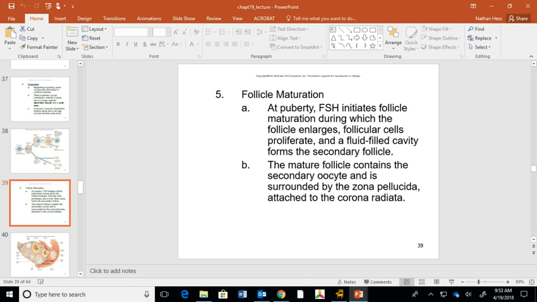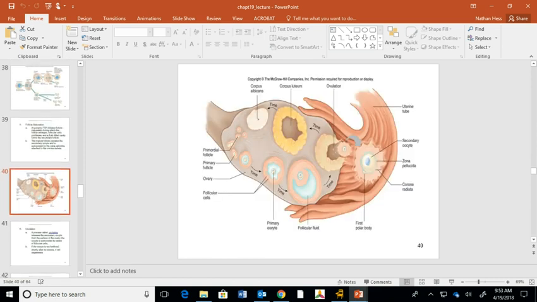And is surrounded by this zona pellucida, which is attached to the corona radiata. Again, all these Latin terms that are basically just describing what they look like. Okay? Zona pellucida means, yeah, that clear area around the egg. The corona radiata, that's like the outer covering that looks kind of like the sun's radiating out. Are you with me?